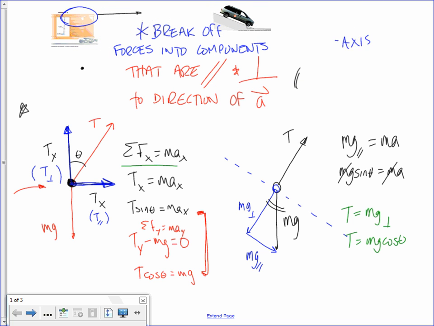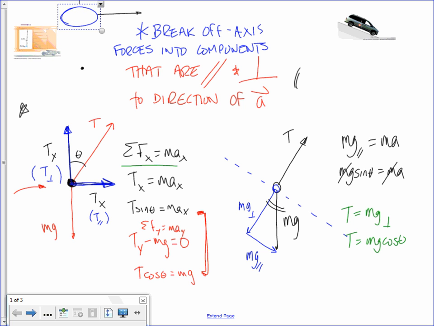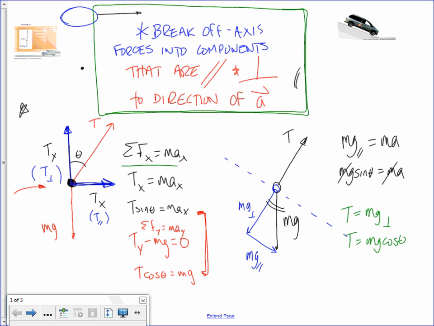How do you know which force to break up? If there's a question, here's how you know. Figure out what direction the object in question accelerates in. And anything that's not in that direction or perpendicular to it, break it into components that are parallel and perpendicular to it.